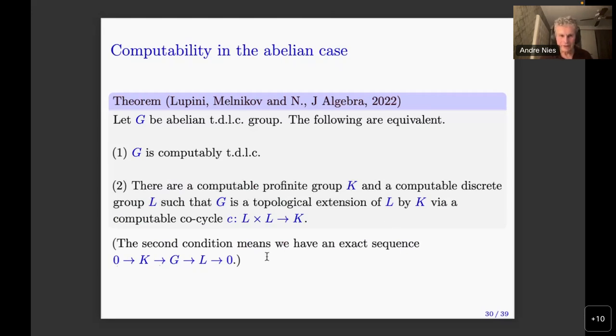I use the terminology both ways, but I mean that L is the quotient, yeah. And the cocycle has to be computable. So it's a computable extension of the computable profinite group by the computable discrete group. So that's satisfying, because that's what you would use as a definition if you were only in the abelian setting, and it's really nothing new. It's the same as what we have in the general setting.